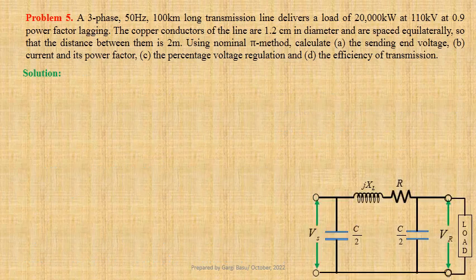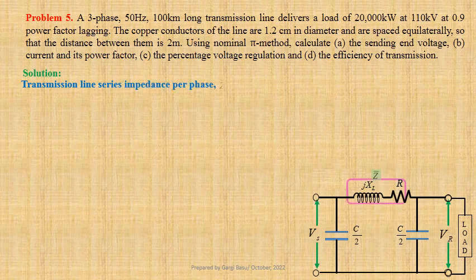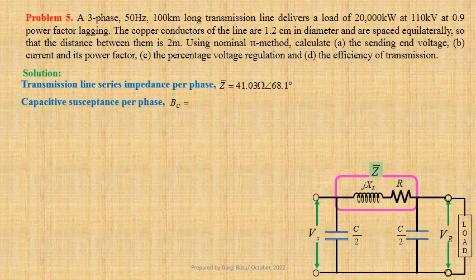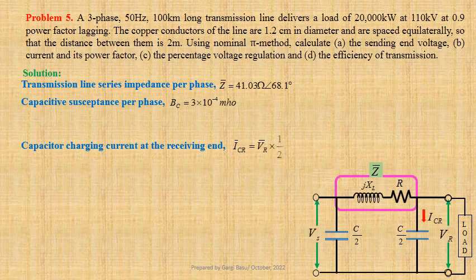We have computed transmission line series impedance per phase, Z equals 41.03 ohm at an angle 68.1 degree, and capacitive susceptance per phase, BC equals 3 into 10 to the power minus 4 mho. Now we shall calculate capacitor charging current at the receiving end. ICR equals VR into half of j times BC.